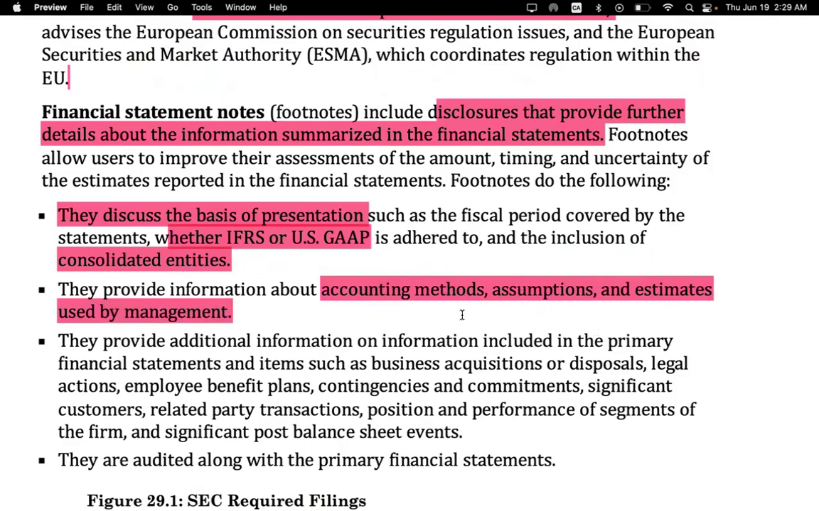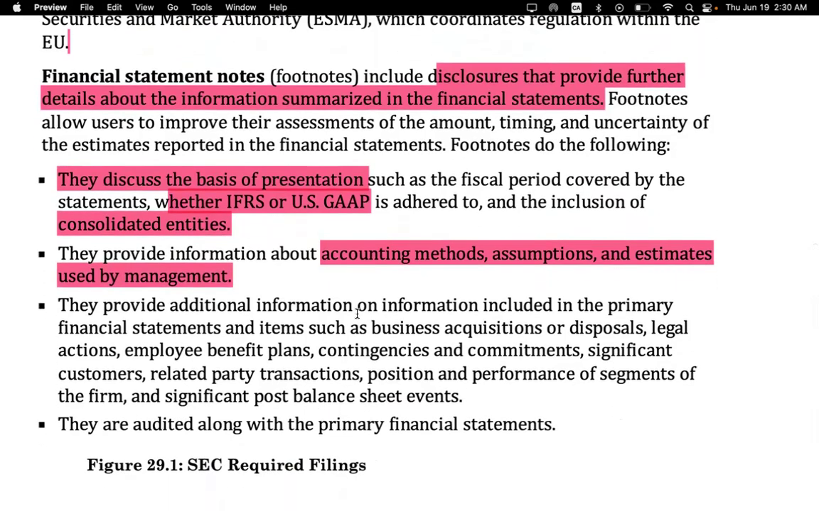If you just looked at the balance sheet and the income statement and the cash flow statement, how would you know about the accounting methods? How would you know about the estimates? How would you know about the uses by the management? They provide additional information on information included in primary financial statements and items such as business acquisitions. Okay, we acquired this within the year, we disposed of this within the year, legal actions that we took, employee benefit plans, pension plans, contingencies and commitments.